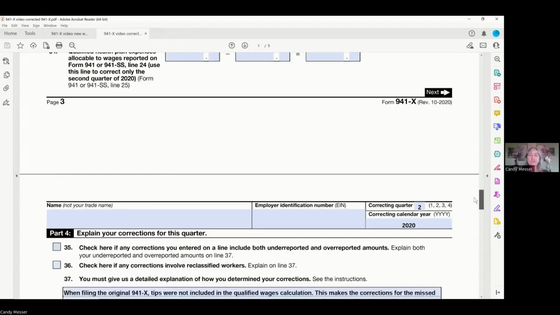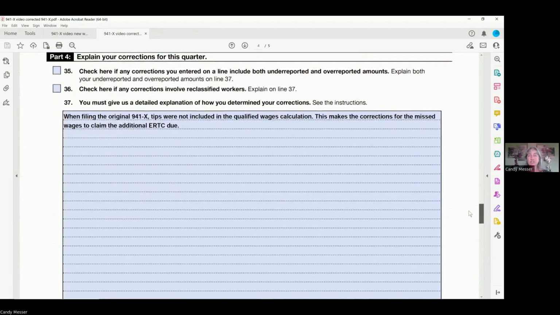You then also have to make sure that you put a description of why you're amending the original 941X that you filed. So in this case, I basically said that when they were filing the original 941X, tips were not included in the qualified wages. And so this form is being filed to be able to collect that additional employee retention tax credit that is due.